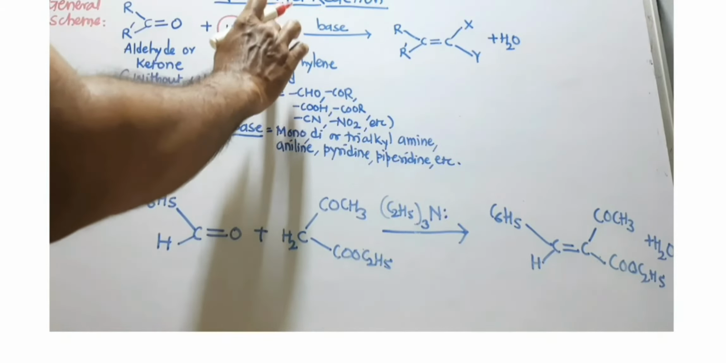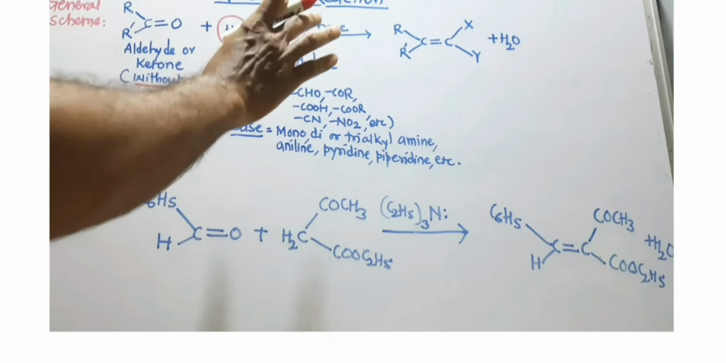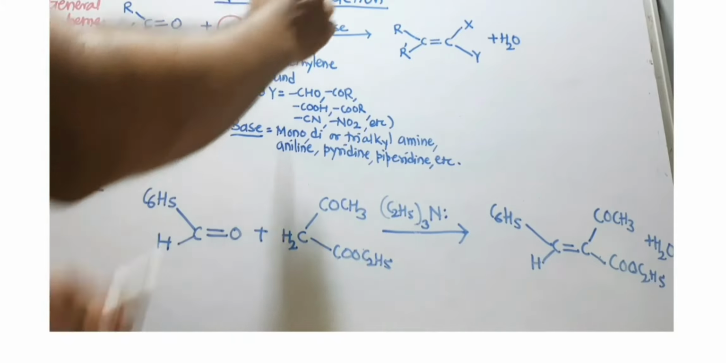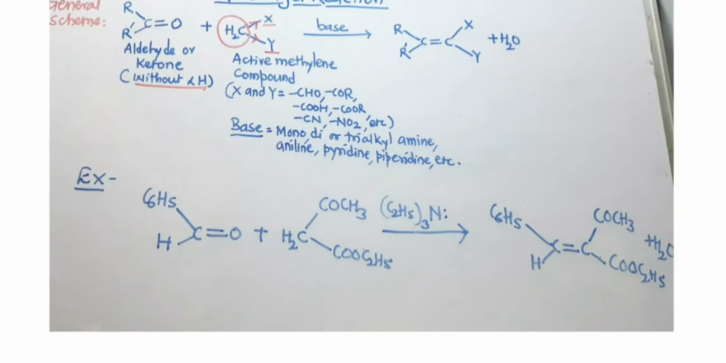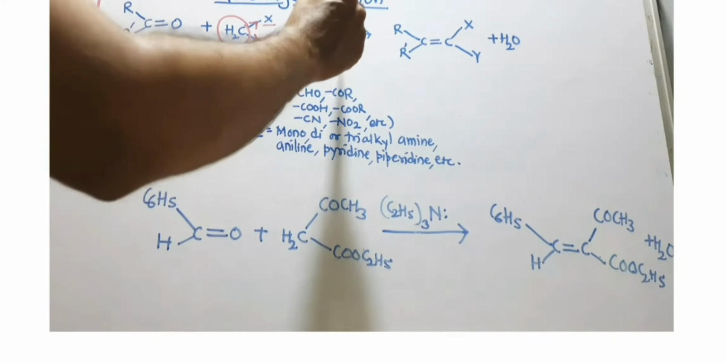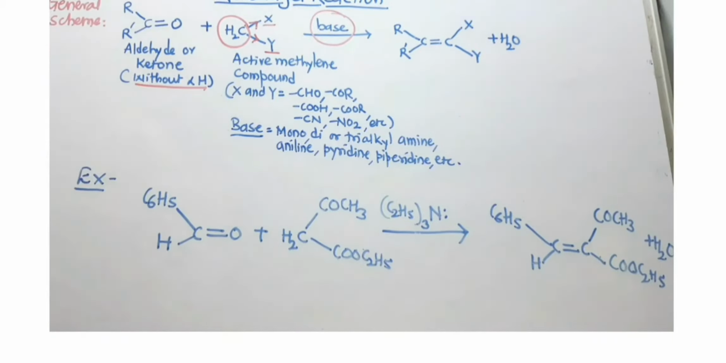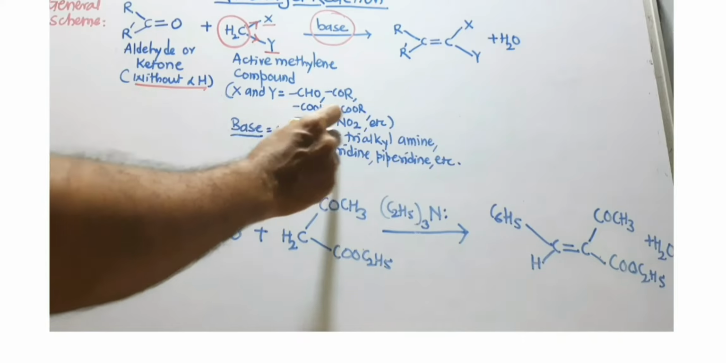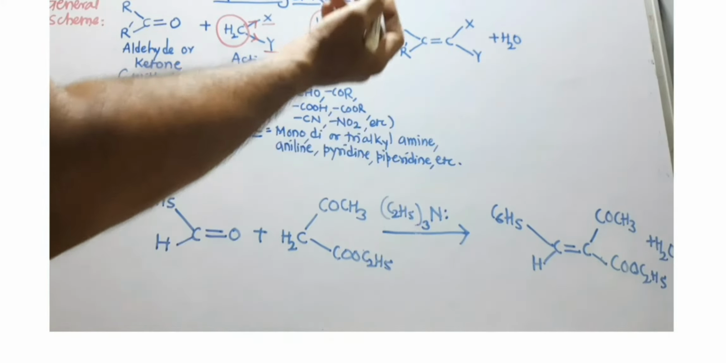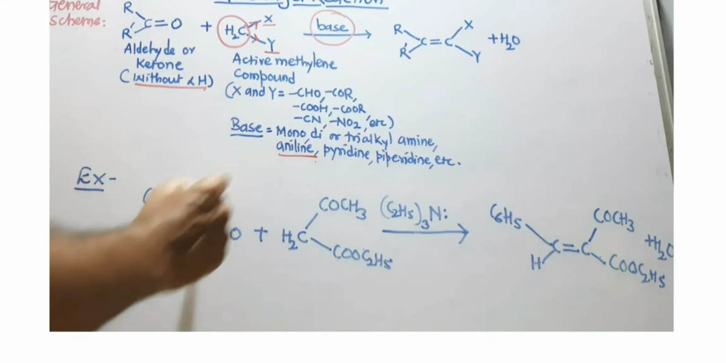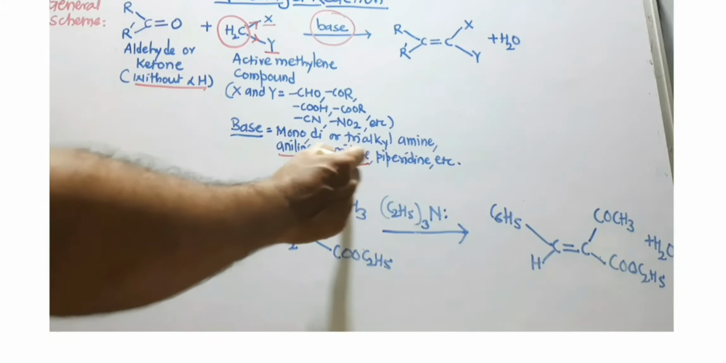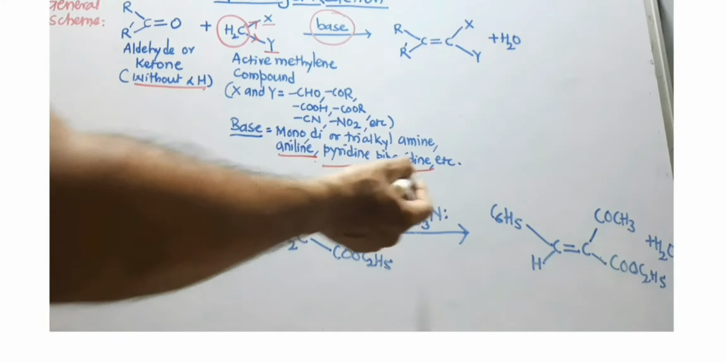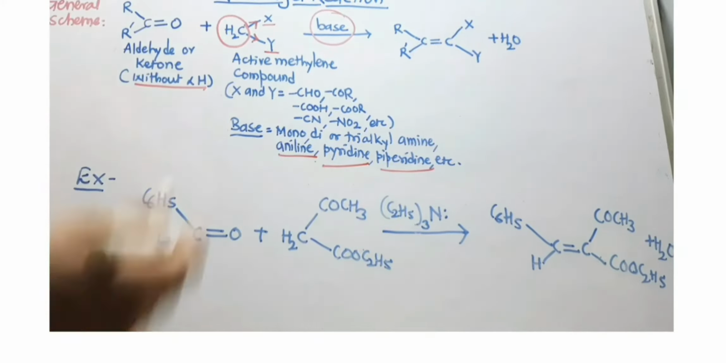If you attach them there, or you can select the kind of compound where the CH2 group is sandwiched between two electron withdrawing groups. Again, one thing is required, that is a base, not a much stronger base is required. So you can use mono, di or trialkylamines, simple bases, or you can use aromatic compounds like aniline or pyridine, even you can use for this purpose.